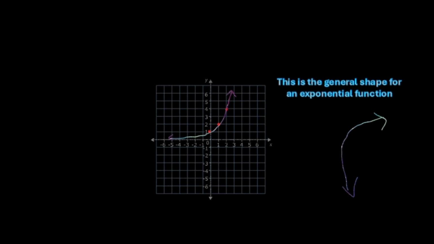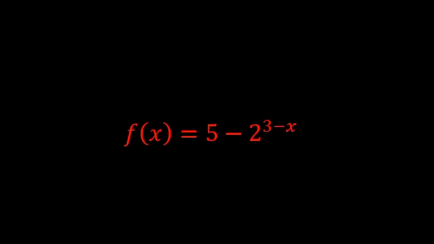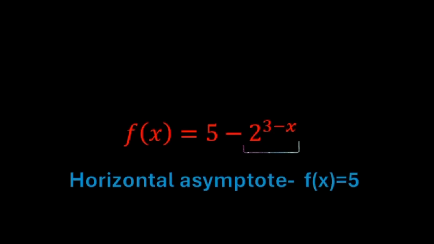Now let's have another one. f of x is equal to 5 minus 2 to the 3 minus x. Now this can't be 0. Therefore f of x can't be 5. The horizontal asymptote is at f of x is equal to 5.